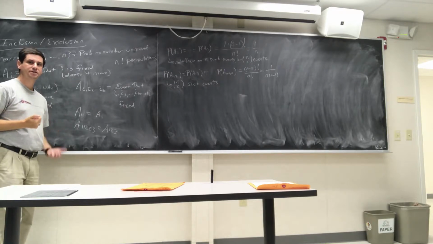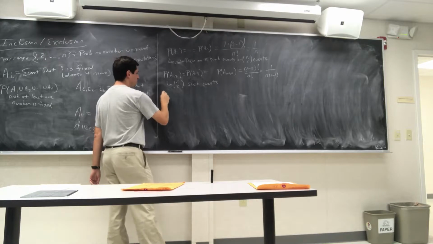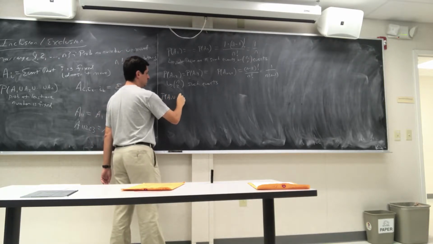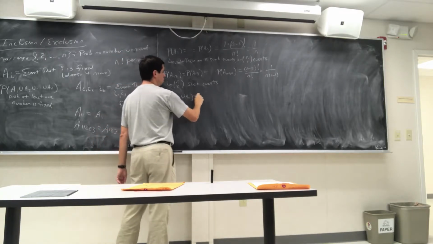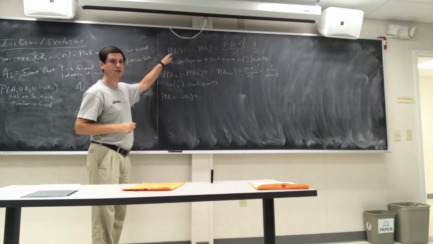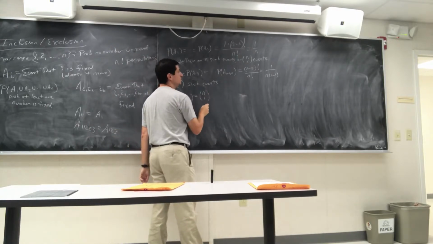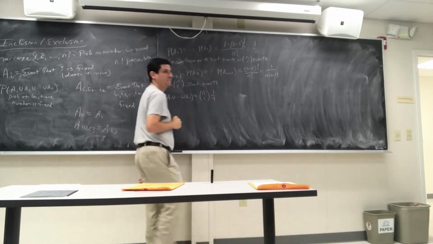So hopefully the pattern is clear at this point as to what happens. The probability of the union would be the sum of the singletons. Well, how many singletons do we have? We have n choose 1 singletons, and each one of these is 1 over n.